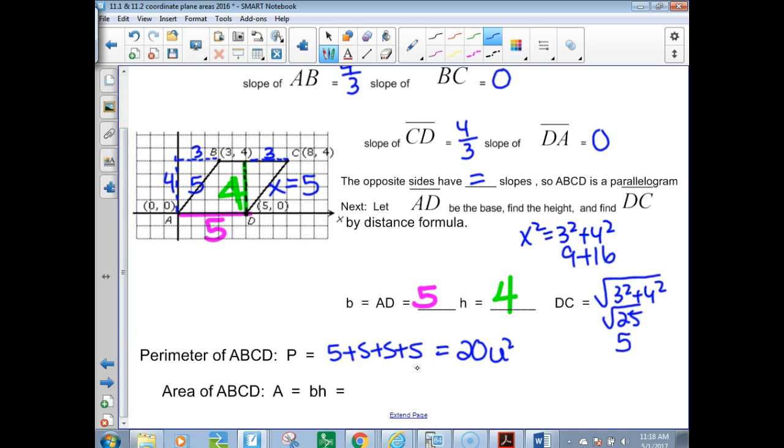ABCD area, base times height. The base is 5, the height's 4. We're just going to multiply 5 times 4. 20 square units. Oh, wait, I made a boo-boo right there because I got distracted. What's wrong with my answer to the perimeter? It should just be plain units, not square units. No, that's important. I don't want to mislead you there. It's distance around. That would be in just plain units.